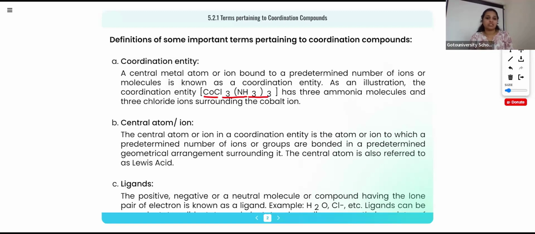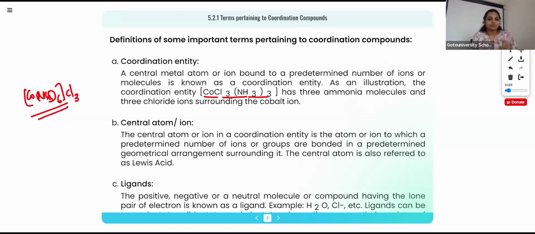That is the ionization sphere. Suppose I am writing one complex, [Co(NH3)6], and now I am writing outside Cl3. So here you can see this is the coordination entity. This chlorine does not belong to the coordination entity.